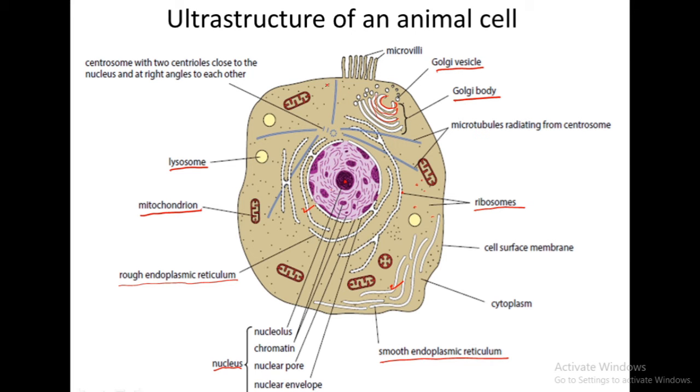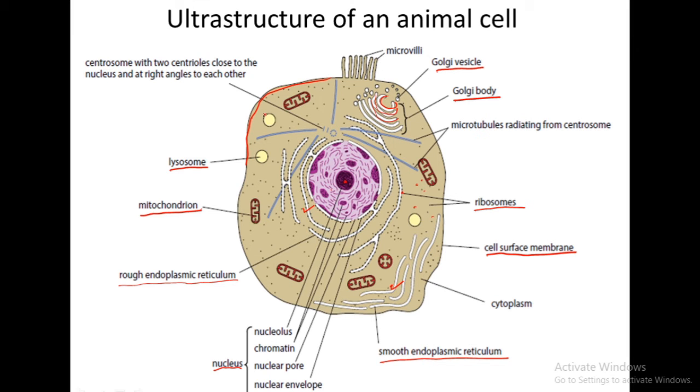And of course there is a plasma membrane, which is basically this membrane which you see all around the cell. This is the cell surface membrane, the plasma membrane, which is selective, a semi-permeable membrane. And again we will discuss this membrane later on.